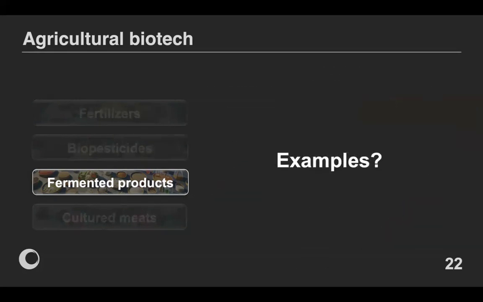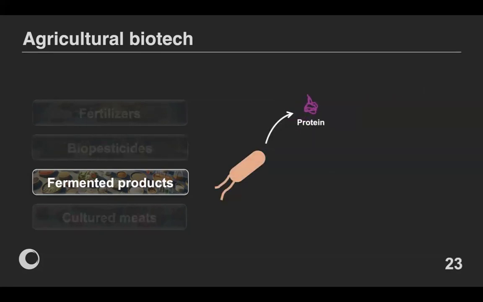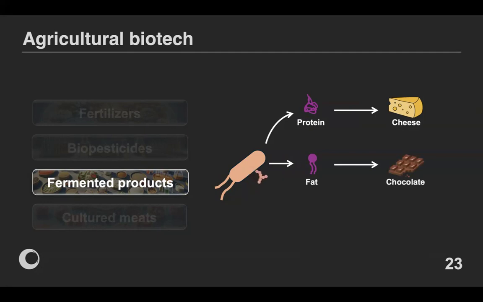And so what are some examples of these fermented products? Well, one that people are looking at is engineering proteins that are important to the stringiness or the texture of cheese. Or you can have microbes that make fats that are important to the flavoring of chocolate. You can have companies that make certain sugars that can later be made into honey, so you can have fermented honey, for example. There are a lot of really interesting things that you can do with these fermented products.